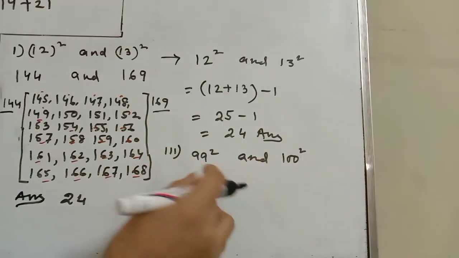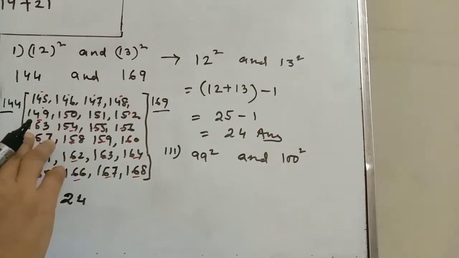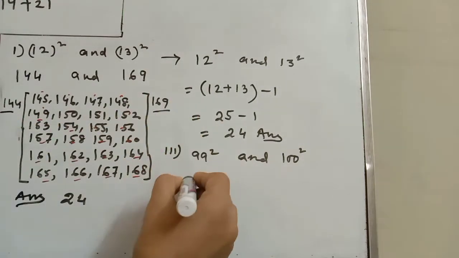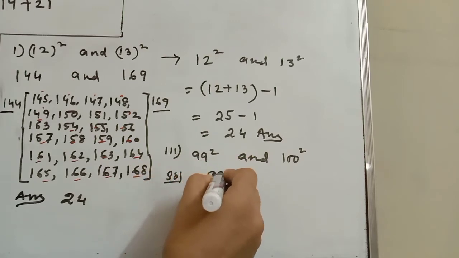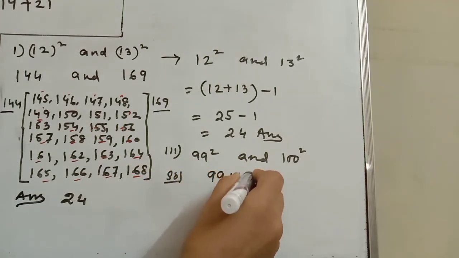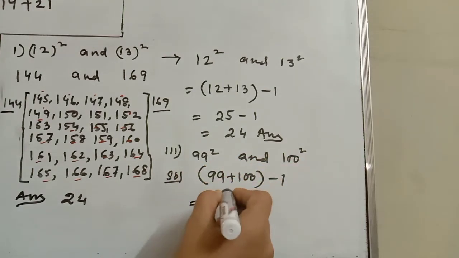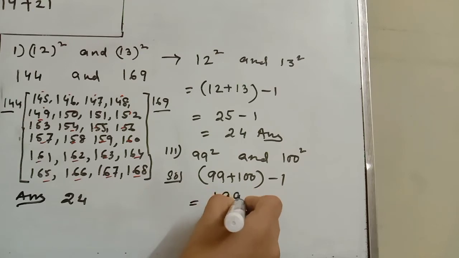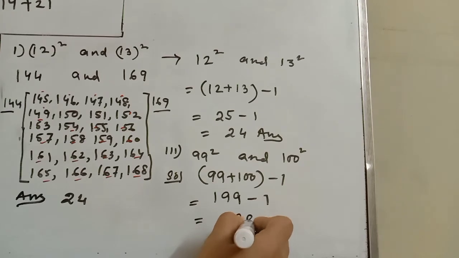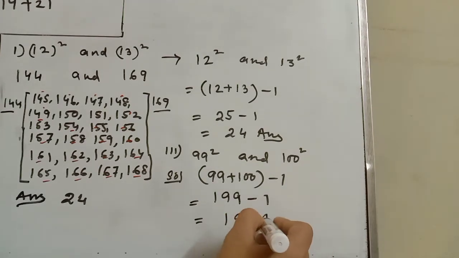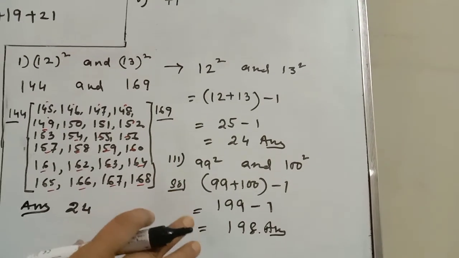So how can you find how many numbers are there in between these two numbers? No need to go the long way. Just write the solution: 99 plus 100 minus 1. That means 199 minus 1, that is 198. Understood? So in this way also you can do it. This is our exercise 6.1.